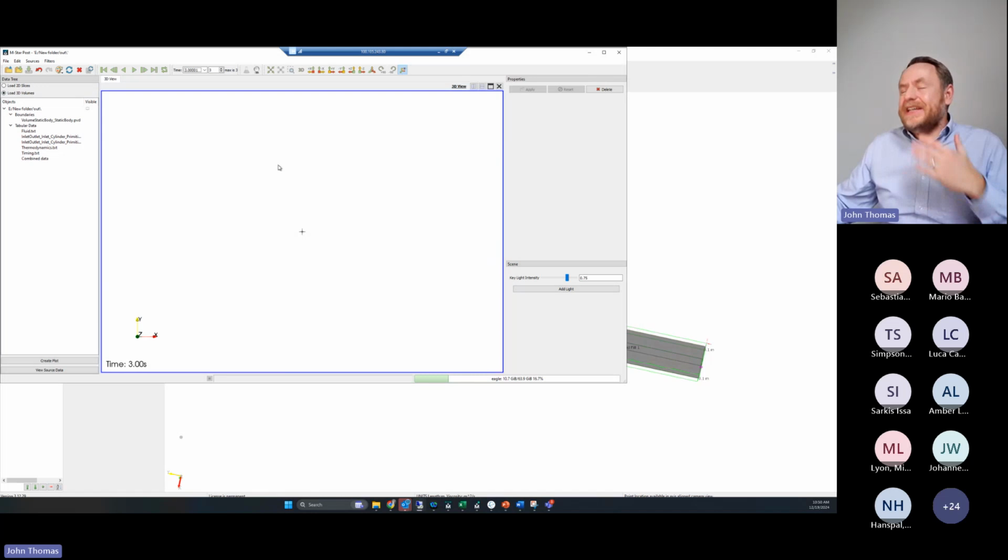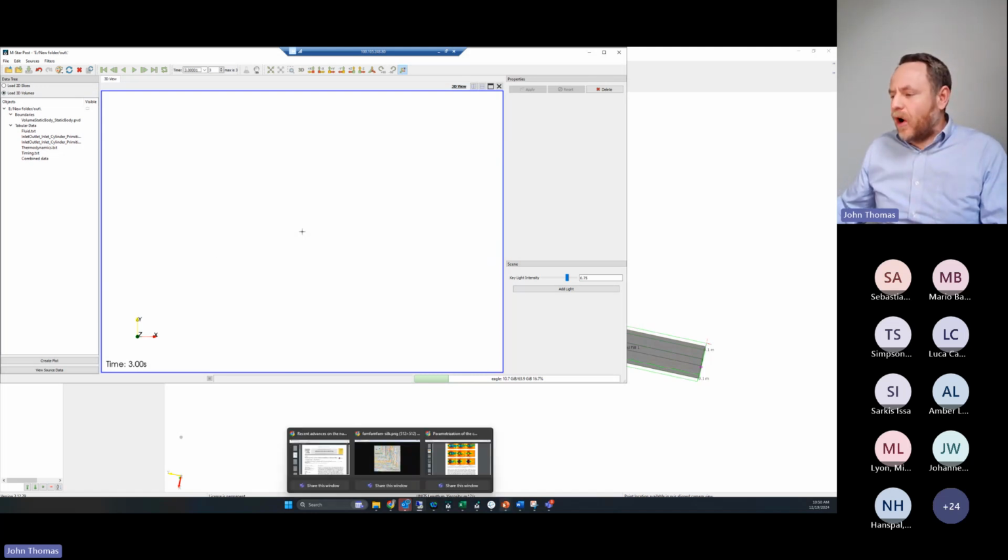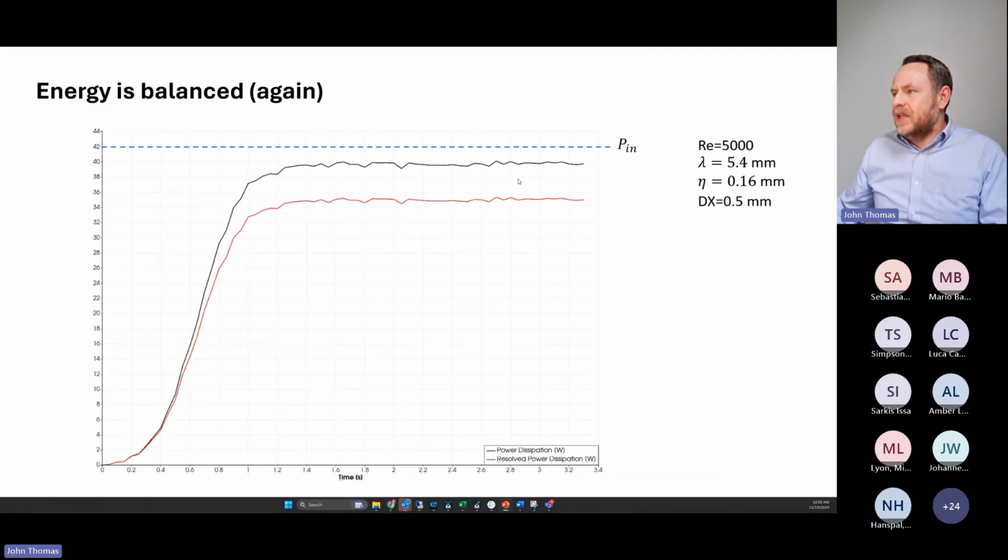And you can actually see why we weren't super far off from DNS. Not surprisingly, because in this particular system, we weren't too far off from Kolmogorov's length scale. I mean, again, is Kolmogorov 0.16? Should it be 0.3?